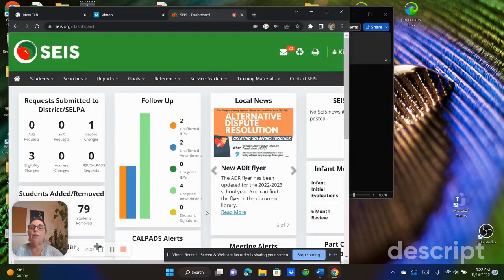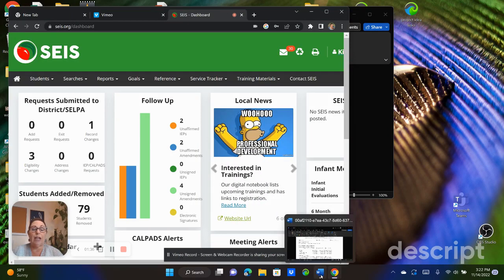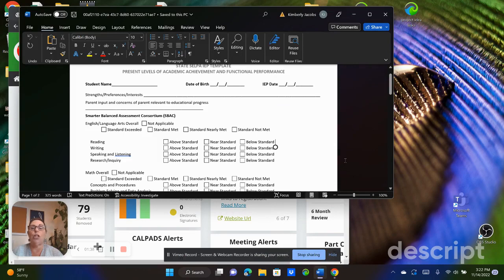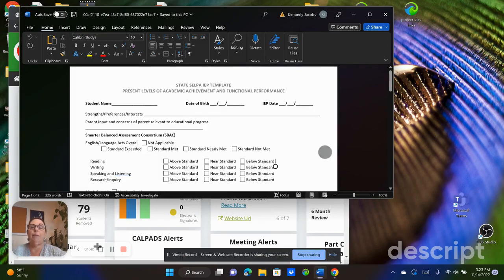So I'm going to share now the SACE system. This is the one that my district uses. I didn't want to go in and edit an actual student, so I found a Word document of the exact same thing. So it would normally auto-populate the name, the date of birth, the IEP, and we're going to start with strengths, preferences, and interests.